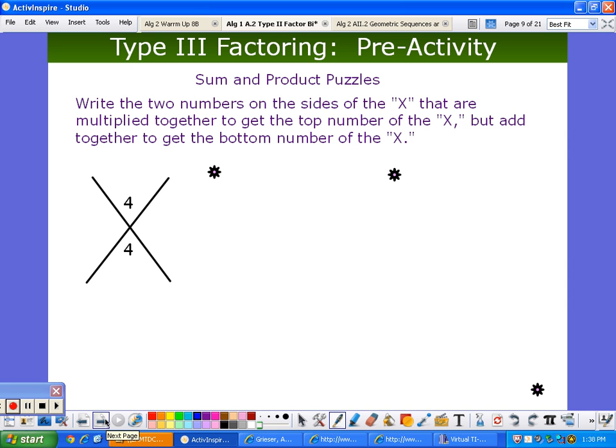So let's look at one like this. What two numbers multiply to 4, but also add to 4?